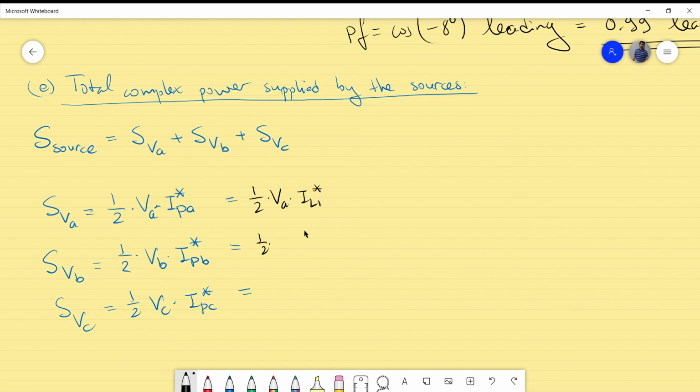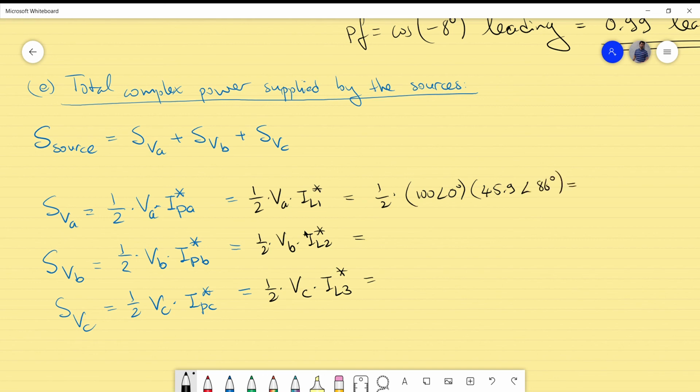This will be half times the VB times IL2, again the complex conjugate of that. And I have the half times the VC times the IL3 and the complex conjugate of that. Now if you substitute the values here, what do you have? You will have a half, of course, that is standard, times the VA, which is 100 phase 0 degrees, that's what was given. And we have calculated IL1, which was 45.9. But if you now take the complex conjugate, you will have plus 68.